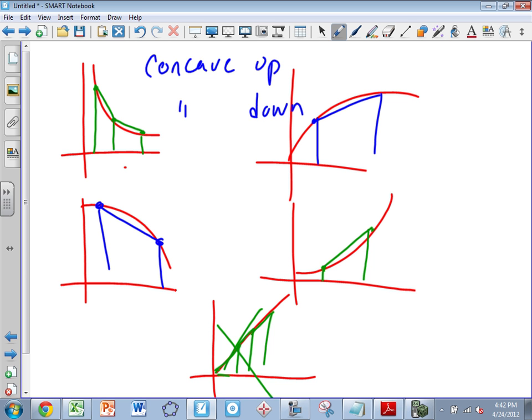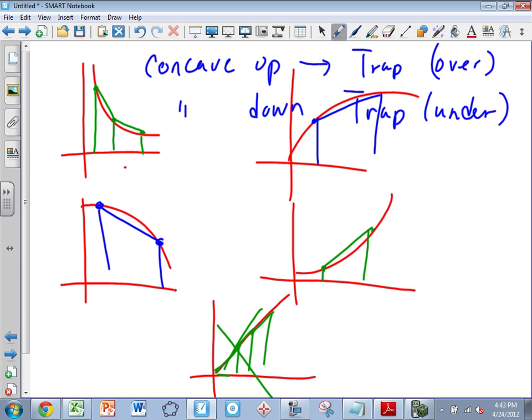So for concave up, the trapezoidal is an over approximation. For concave down, the trapezoidal is an under approximation. So far, so good? Again, what did we just make a statement of? When it's concave up, the trapezoidal over approximates. That was our choice A and our choice D there. Now, we then have to look at the next part, because clearly we're going to rule these two out. Those are done. But now we have to look at A and D.